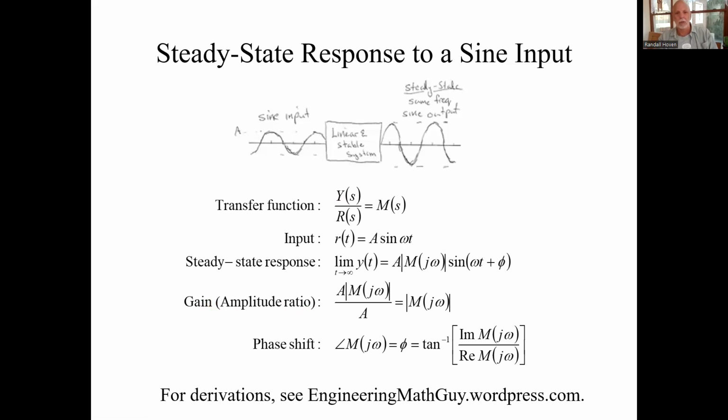So this amplitude ratio, we'll often call it the magnitude or the gain, is calculated by calculating the magnitude of the transfer function. And the phase shift, which we often just call phase, is also calculated from the angle of the transfer function.